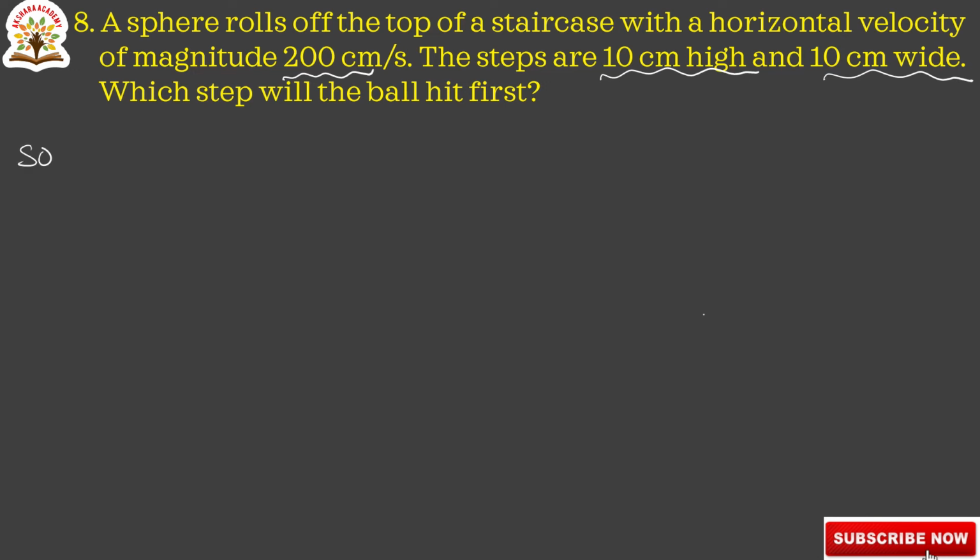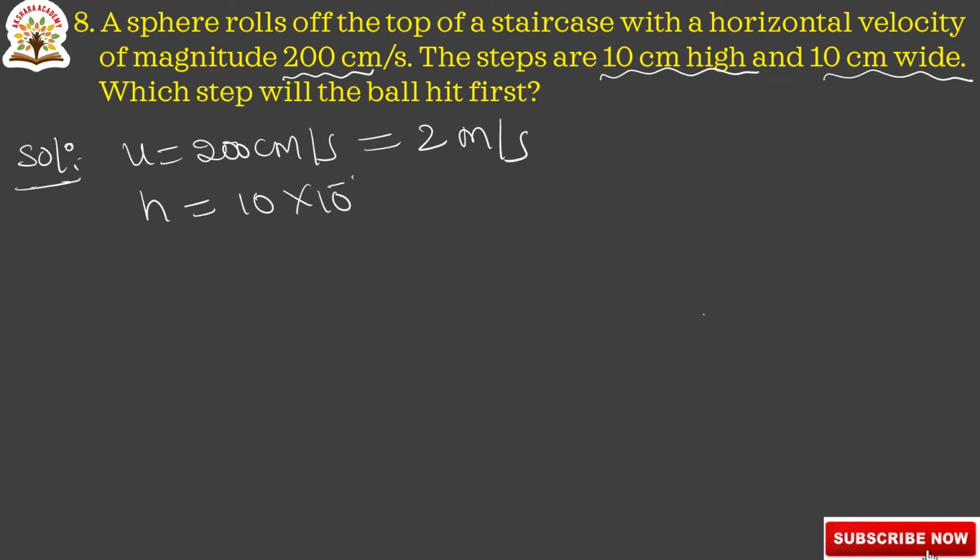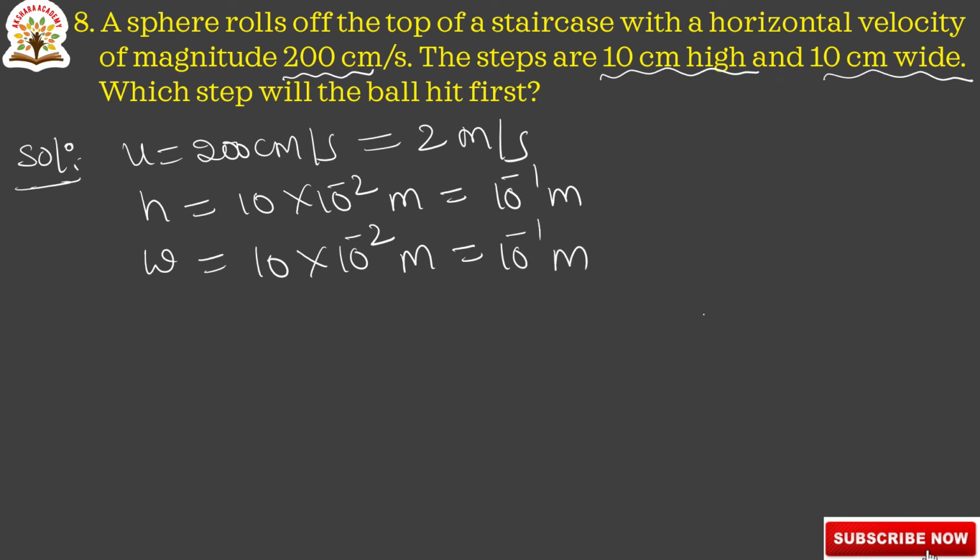So let us go to the solution. Here the given u is equal to 200 centimeters per second. Converting into meters, 2 meters per second. And the height they have given as 10 centimeters. Converting into meters, 10 into 10 to the power of minus 2 meters, it becomes 10 to the power of minus 1 meters. And the width, 10 centimeters they have given, converting into meters, 10 into 10 to the power of minus 2, that is equal to 10 to the power of minus 1 meters.